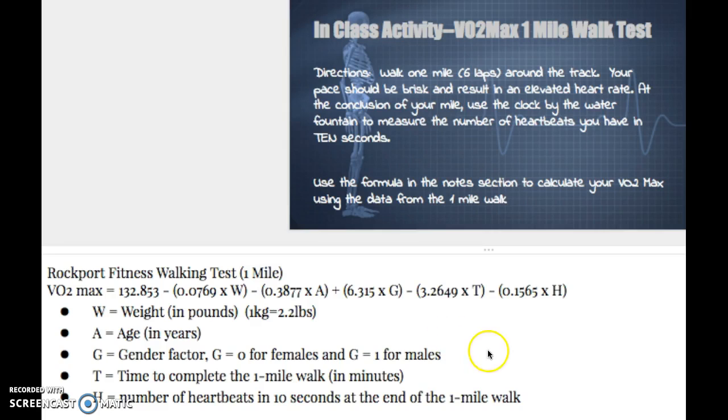And then the last variable is H, the number of heartbeats in 10 seconds at the end of the 1 mile walk. If you get your heart rate in 1 minute and plug that into this equation, it's really going to mess up your results. So make sure you only count it for 10 seconds.